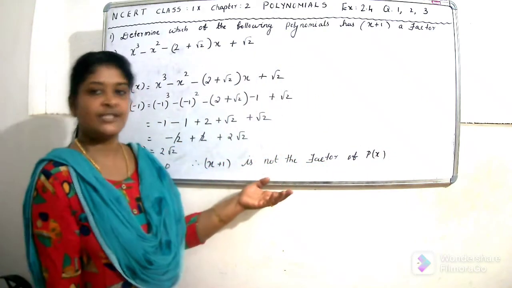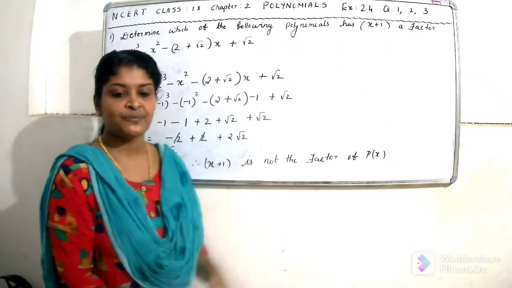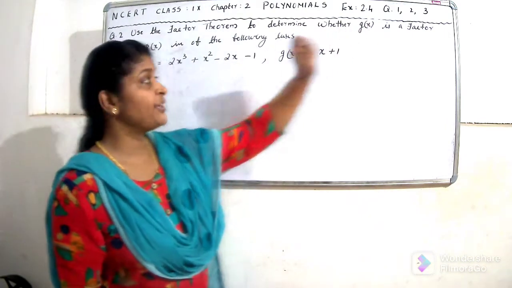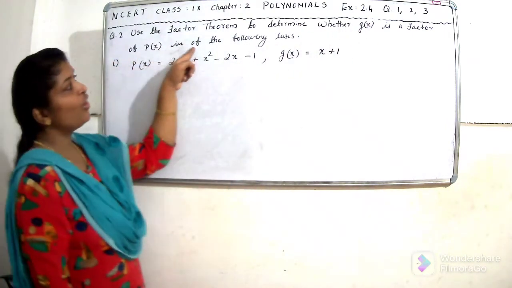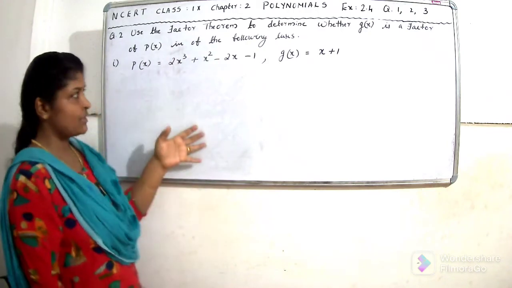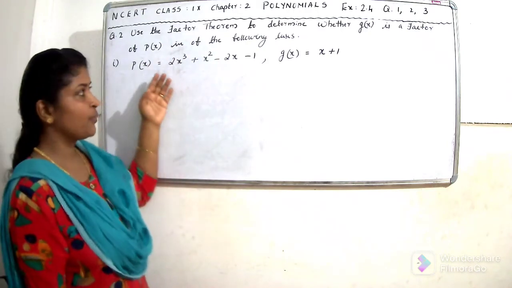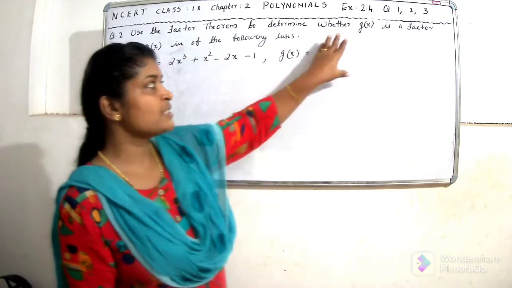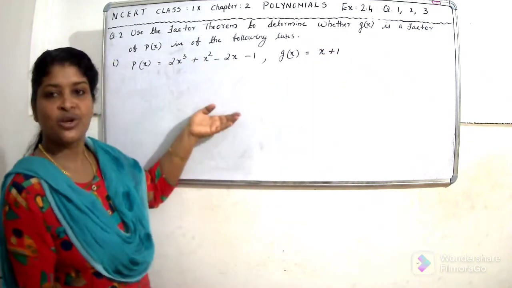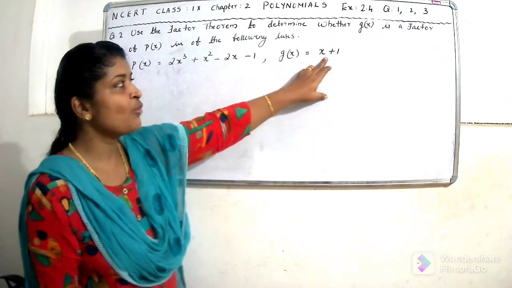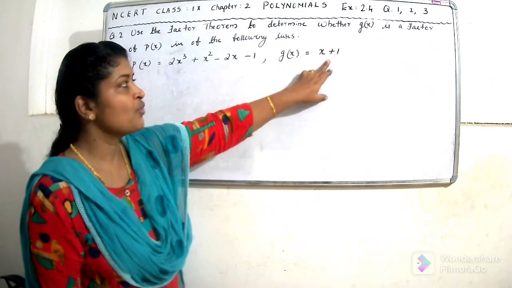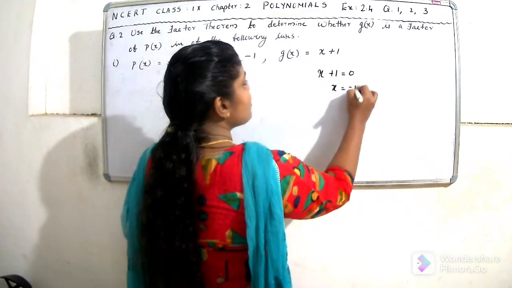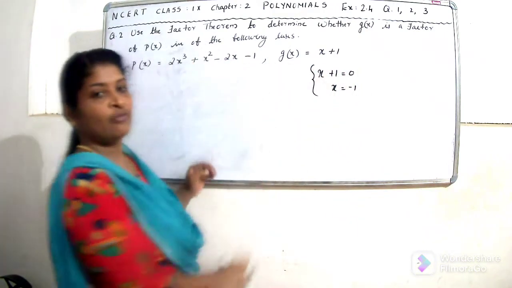Okay, so the first set is over. Now move on to question number 2. Use the factor theorem to determine whether g of x is a factor of p of x in each of the following cases. So this is the first particular question. Three subdivisions are given in the first question here. This is the dividend and this is the divisor. As usual we have to do it. What is the zero of this polynomial? That is negative 1. The zero of this polynomial: x plus 1 equal to 0, therefore x is equal to negative 1. This value we have to substitute.